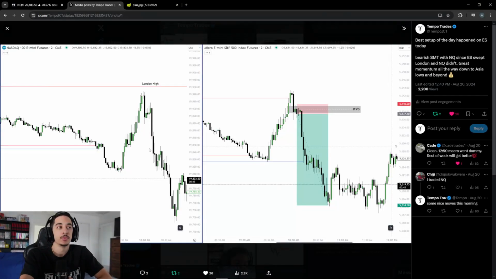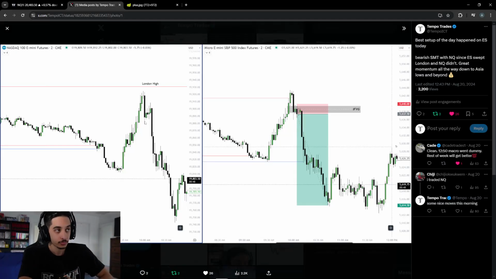Here's SMT. SMT is the idea that ES and NQ correlate with each other, right? The NASDAQ and the S&P. They are different, but they move pretty much the same. So theoretically speaking, when one sweeps a high, the other one should sweep the same exact high. They should follow each other. When that does not happen, that is SMT. That is a hint that the market's telling you that we could possibly be going a certain direction.